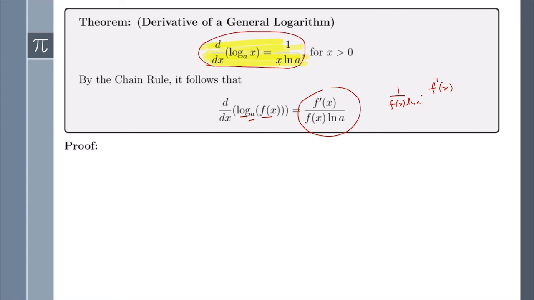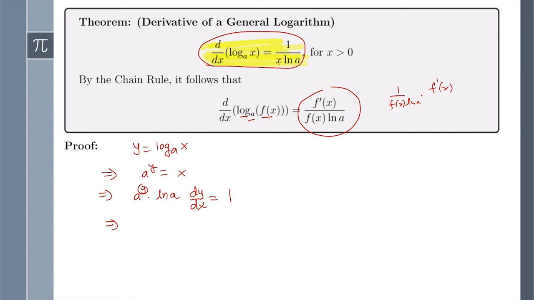Okay, so our function is y equals log base a of x. Now, if we change this to an equivalent exponential function, that becomes a to the y equals x. And then if we do the implicit differentiation of this equation with respect to x, the derivative of a to the y is a to the y times natural log of a, and then we have to find the derivative of y, which is dy over dx, equals the derivative of x, which is 1.